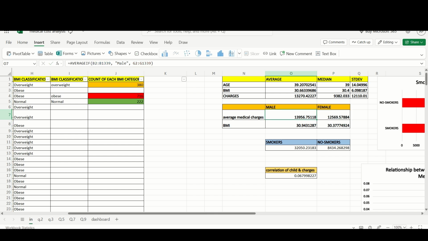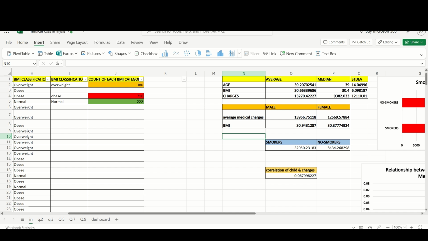So here you can see male is having higher medical charges, that is 13,956, than female, and female are having 12,569 medical charges. You can see the BMI of male is 30.94 and female is 30.37. So here male is having higher BMI, but both are coming under the obese category, which is concerning.